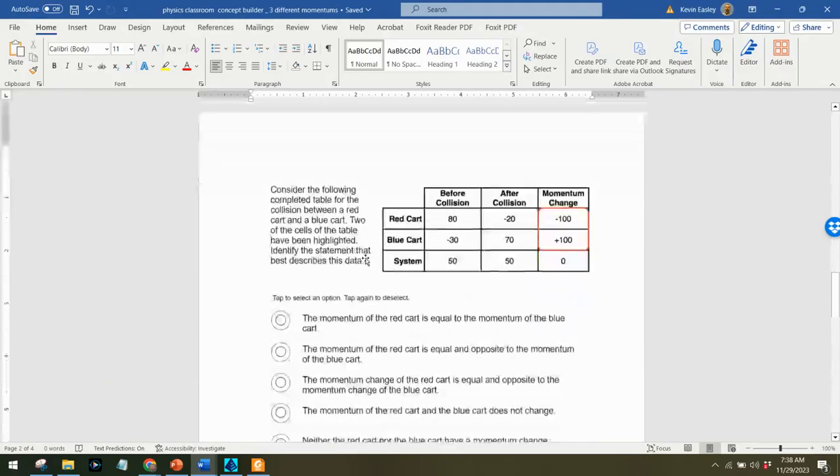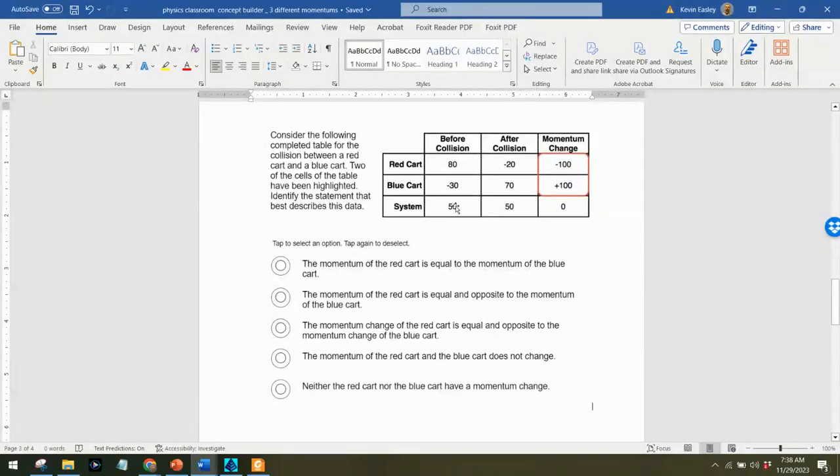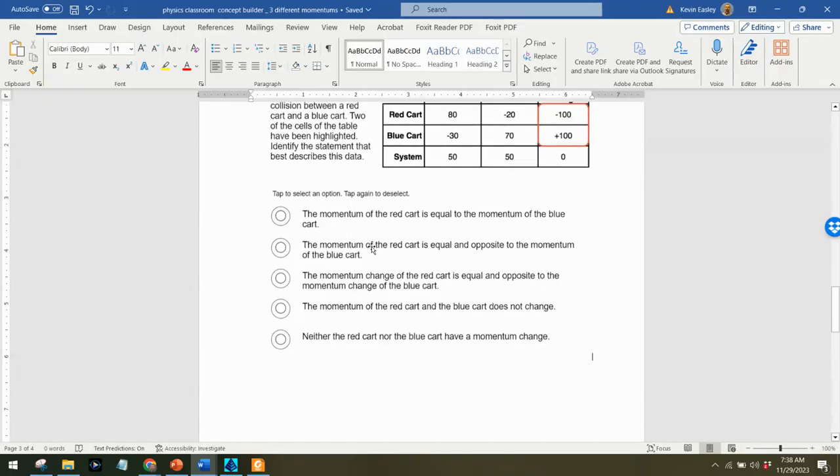This final one down here, the third concept builder, you'll see some questions with tables. Read carefully. The idea is that momentum before is always equal to momentum after. For the total system, the total change is going to be 0, but whatever one is losing, the other is gaining. There are a couple of different kinds of questions in here.